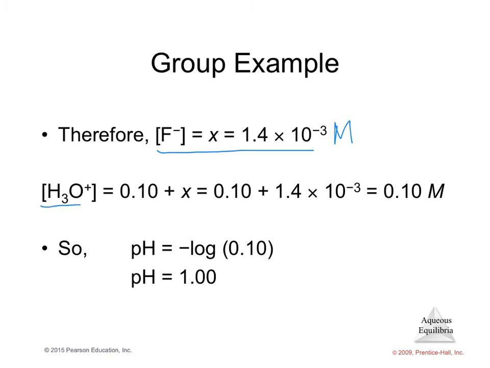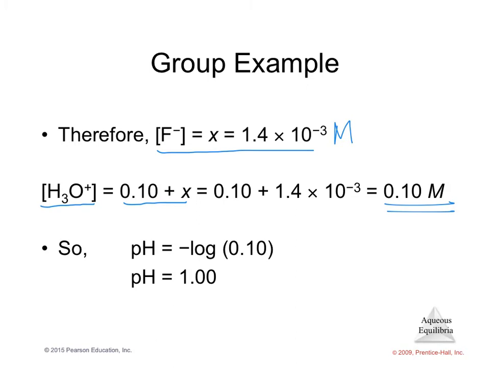Which means then H3O plus or H plus is 0.1 plus X. When you add 1.4 times 10 to the negative third, that really doesn't have much of an effect, so it's 0.10 molar. For our purposes, we're going to assume that the hydrogen ion concentration initially is due entirely to the HCl, because the HF does not ionize enough to have a significant impact on the H+.